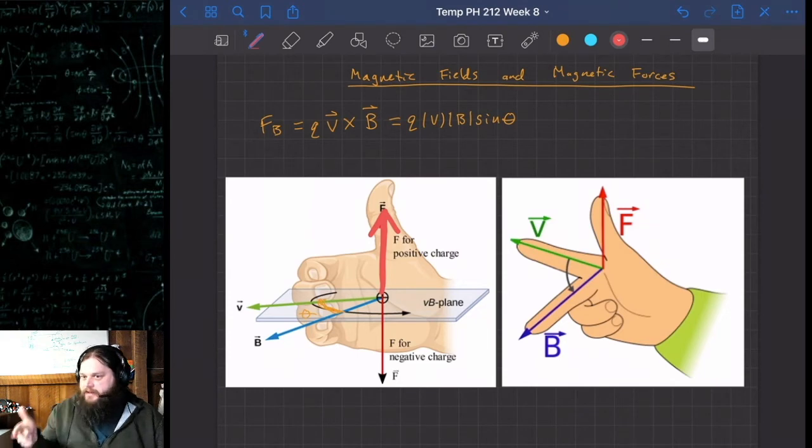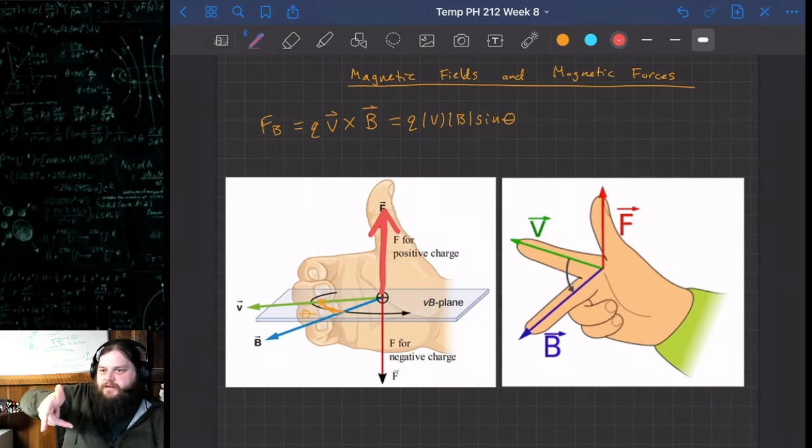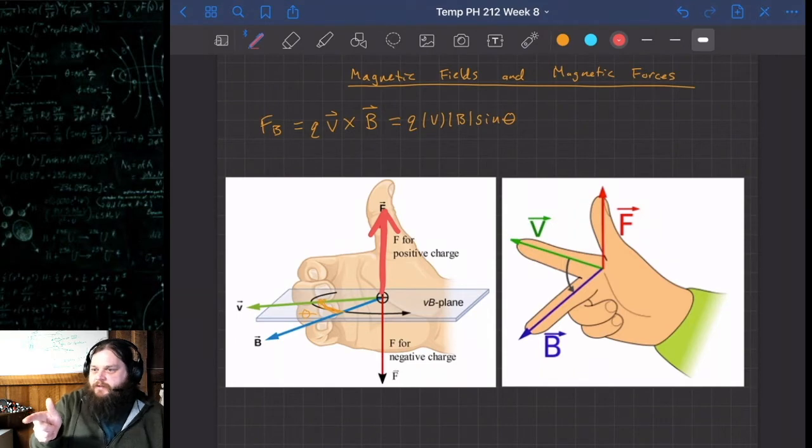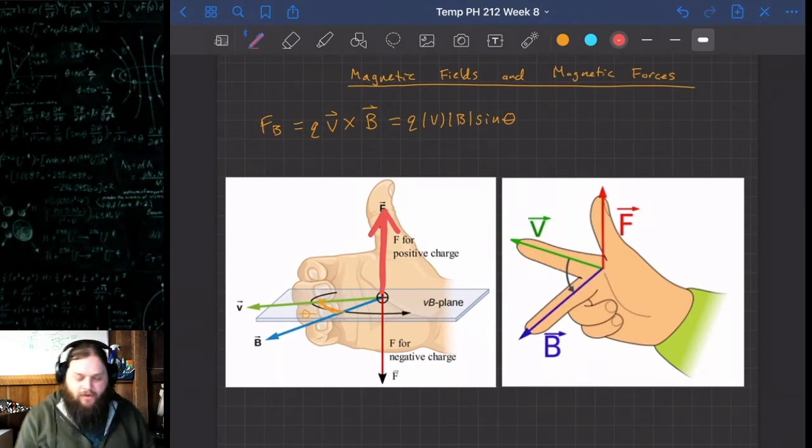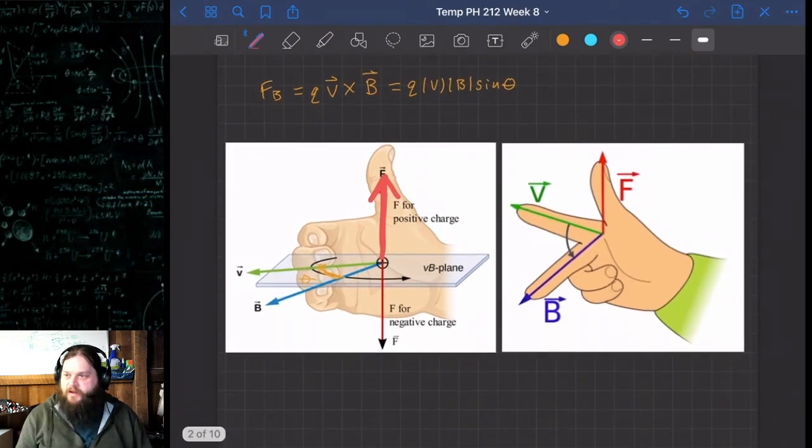Another way to do it is to use your fingers as an axis. So your middle finger would point out towards the magnetic field, your pointer finger is pointing out towards the velocity, and your thumb would point up towards the vector of the force. Again, that's for a positive charge. Negative charge, you have to flip your hand over and point down after you do that.